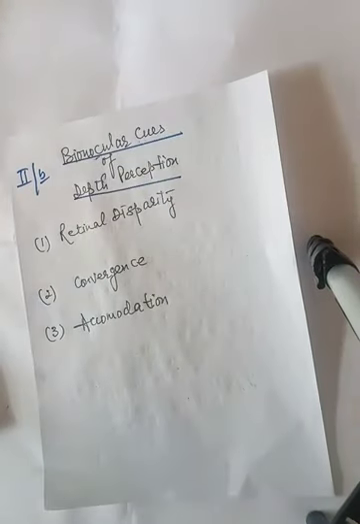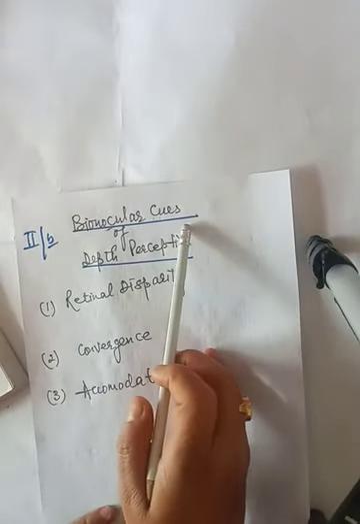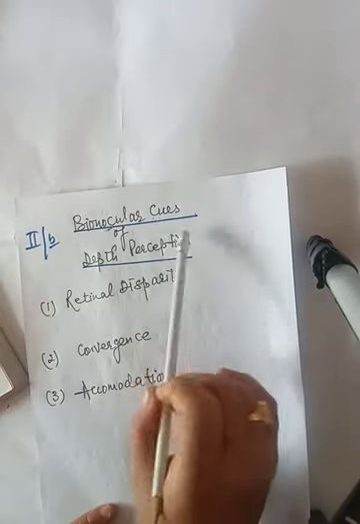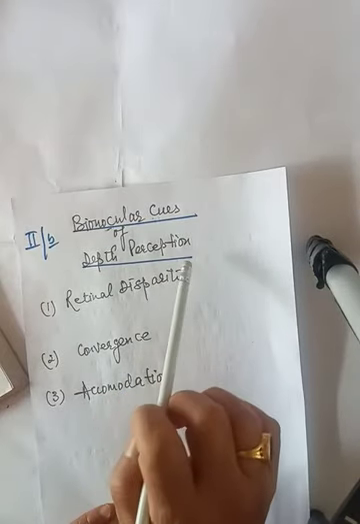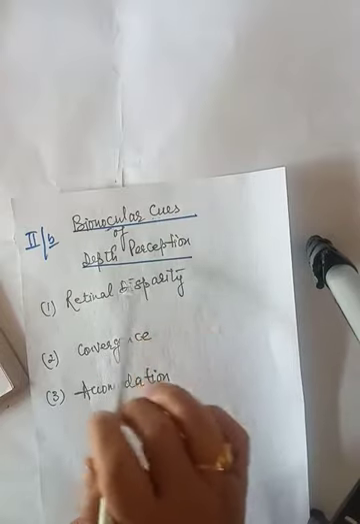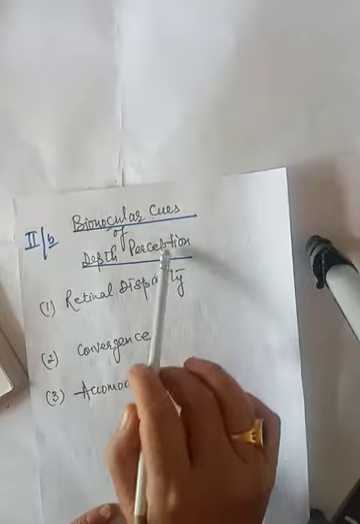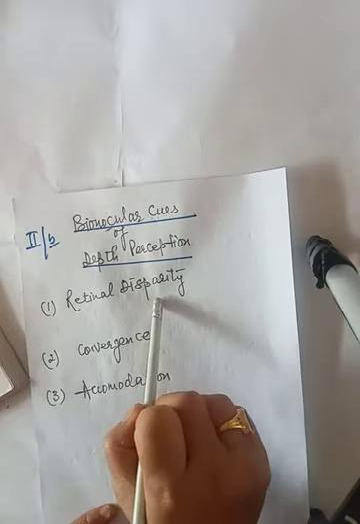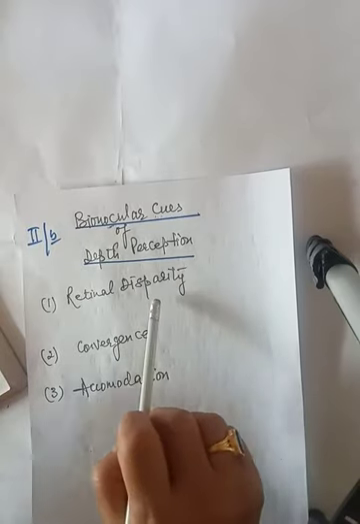Then we'll talk about some binocular cues. Monocular cues are those cues which are possible through even a single eye, and binocular cues of depth perception are those which are possible only through the use of both the eyes. So the first binocular cue is retinal disparity. Now what does this retinal disparity mean?